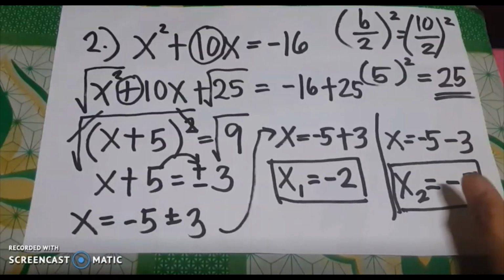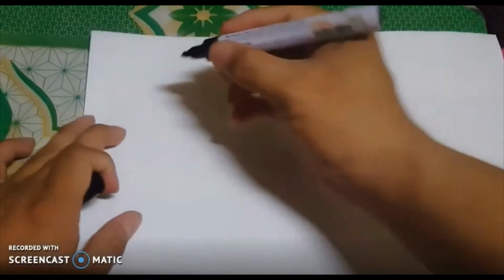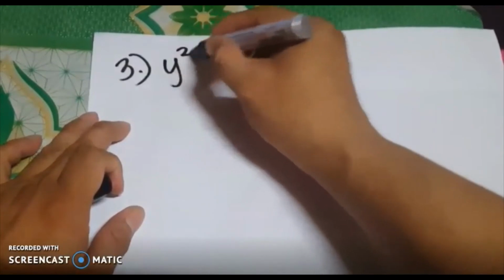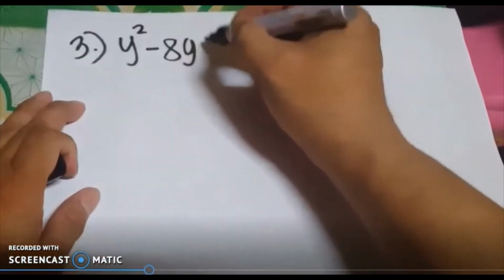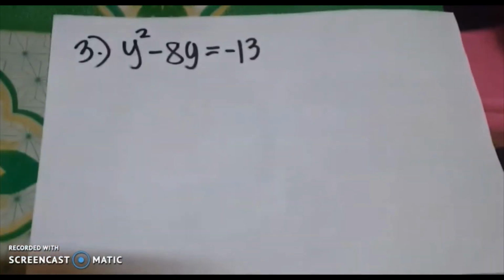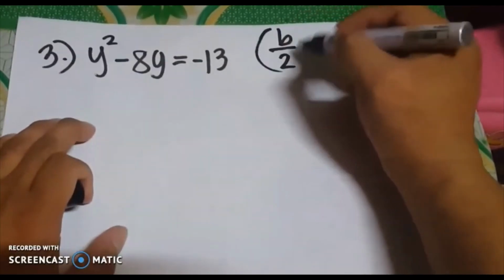So, to further understand the lesson on how to solve quadratic equation by completing the square, let's try another example. So, let's have example number 3. Example number 3 is y squared minus 8y is equal to negative 13. So just like example number 2, it was already arranged in the right form of the equation for us to use completing the square. All you have to do now is to right away make use of b over 2.